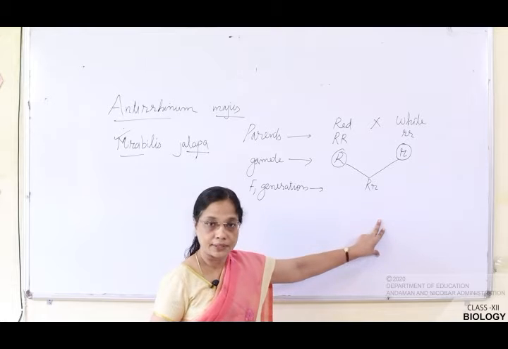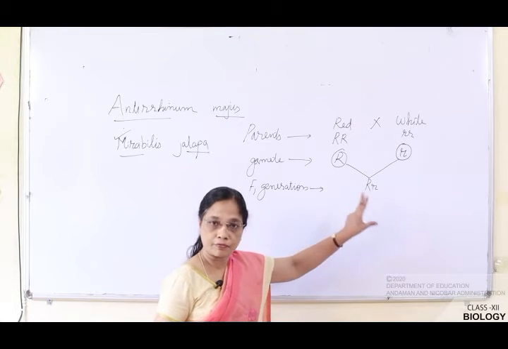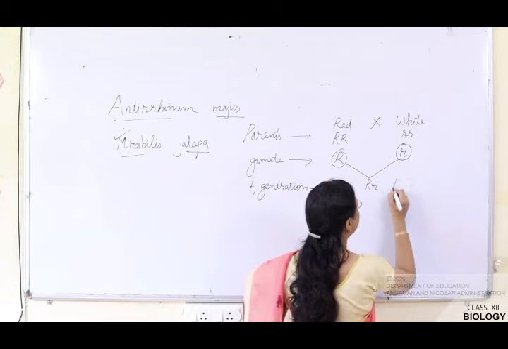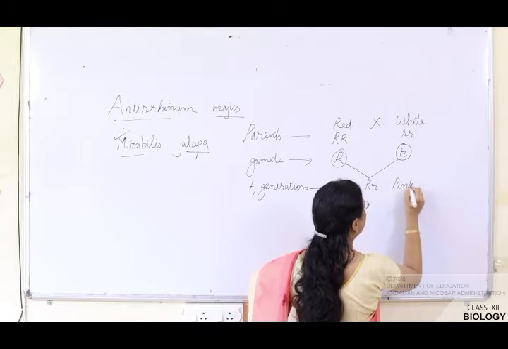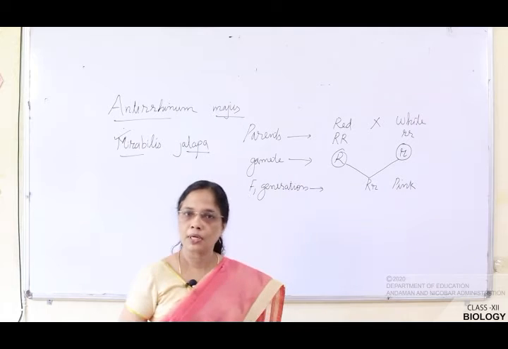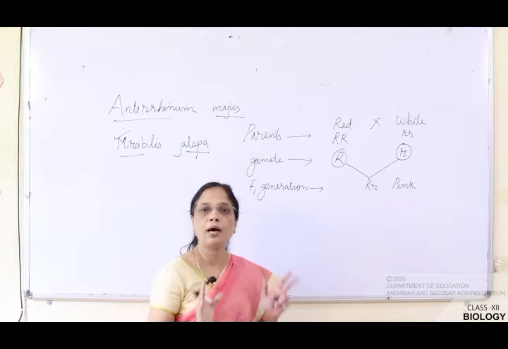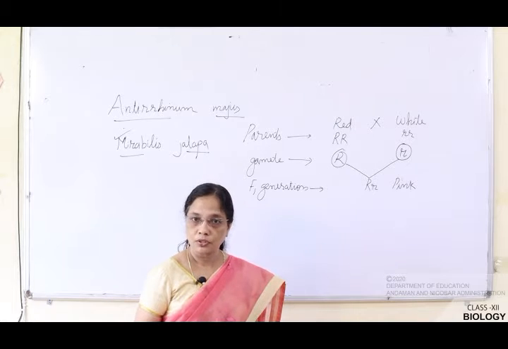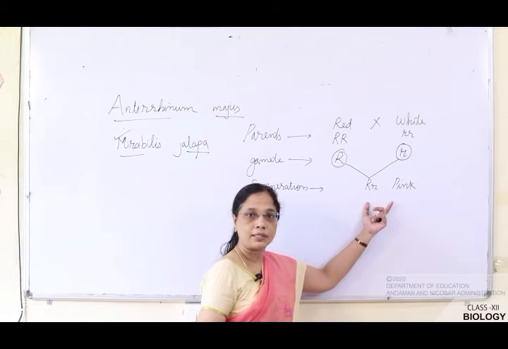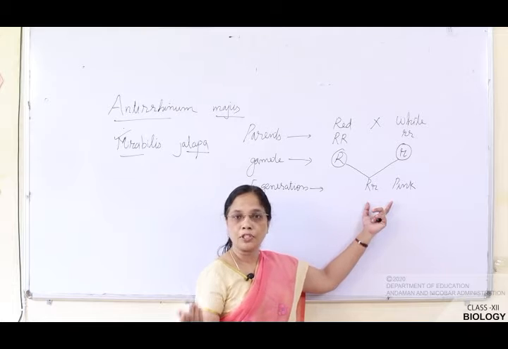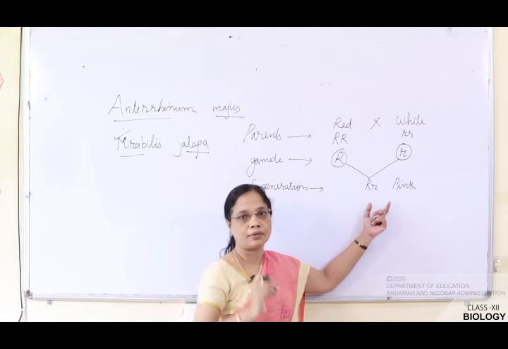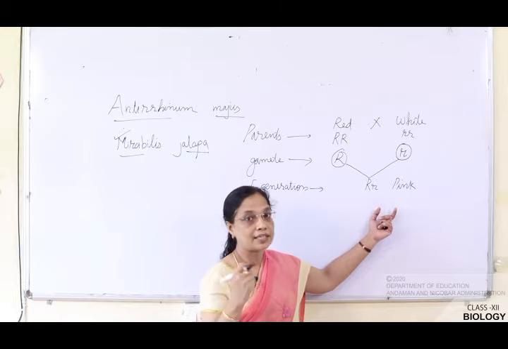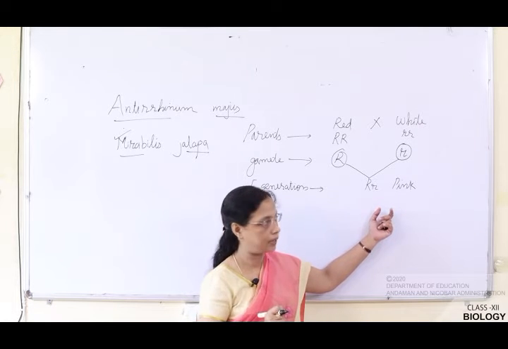Okay, but the flower produced a different color which is known as the pink color. This flower, the plant produced a pink color. Okay, so that red color is not appeared. So what have you learned from here? That means the principle of dominance is deviated here. It is not followed the principle of dominance. There is a deviation from the principle of dominance.